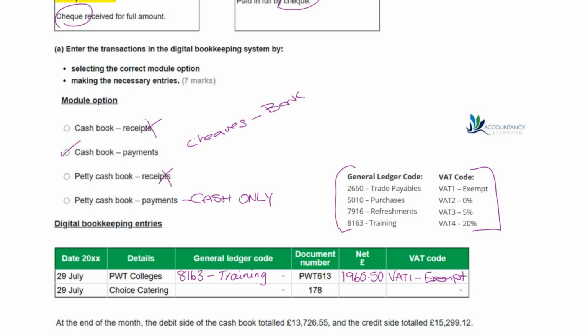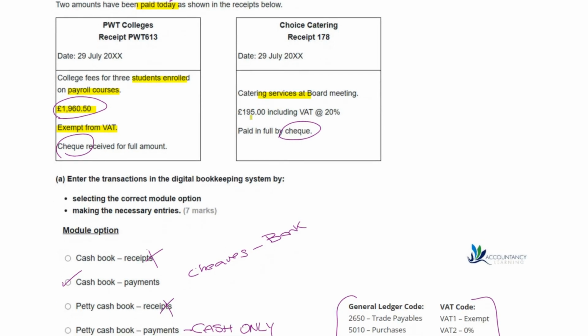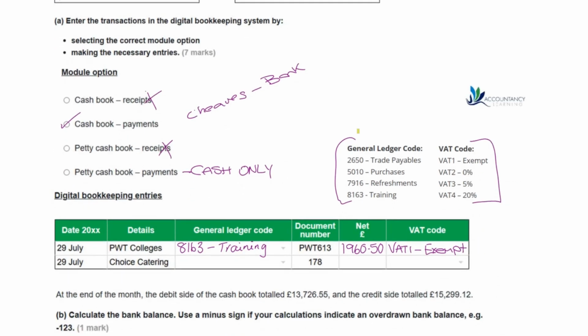For the second one, Choice Catering. So we've got catering services at a board meeting. It's £195 including VAT at 20%. So we'll pop this one under refreshments.